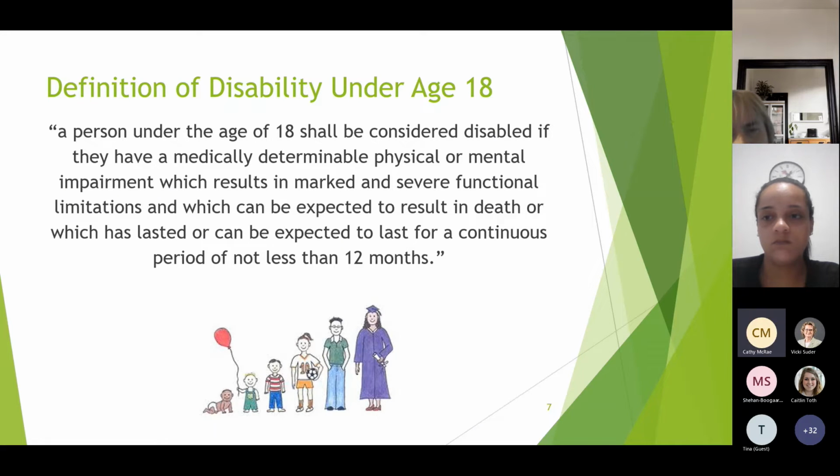When you are under the age of 18, there is a definition of disability that includes a medically determinable physical or mental impairment, which results in, and this is the key term, marked and severe functional limitations, which is expected to last at least a year or result in death.